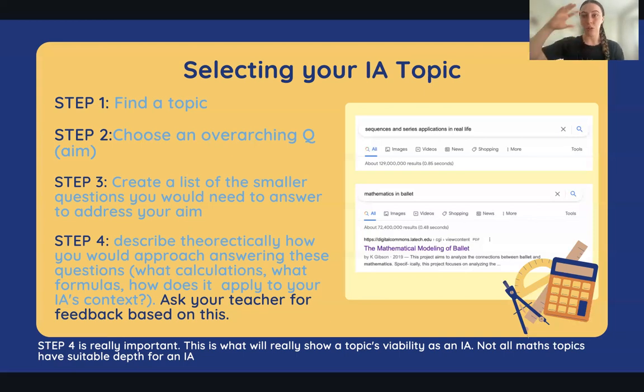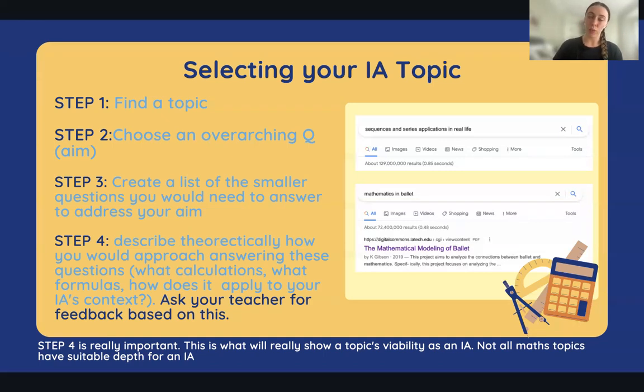We had to have a step-by-step guide to our IA already with a structure before we'd even started writing it, to say, okay, these are all of my subheadings with the smaller questions that I need to answer. And then I'm going to use this formula. I'm going to use the independent probability formula. I'm going to create a probability distribution. I'm then going to analyze it. I predict that it's going to be a normal distribution, so I'm going to be able to analyze it this way, all of these kinds of things. So this is the really critical step, because this is going to show you whether this is a viable topic for your IA.